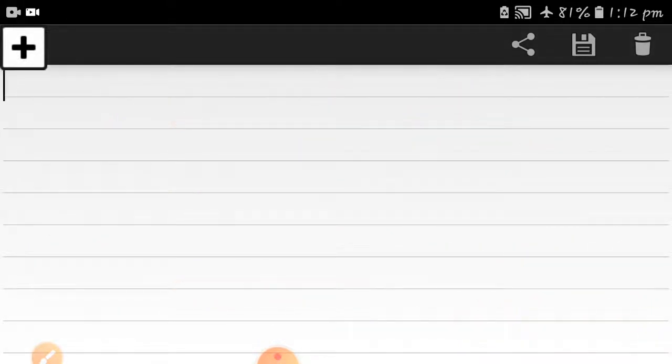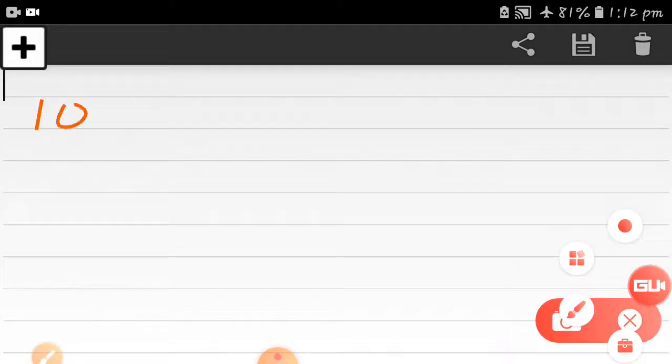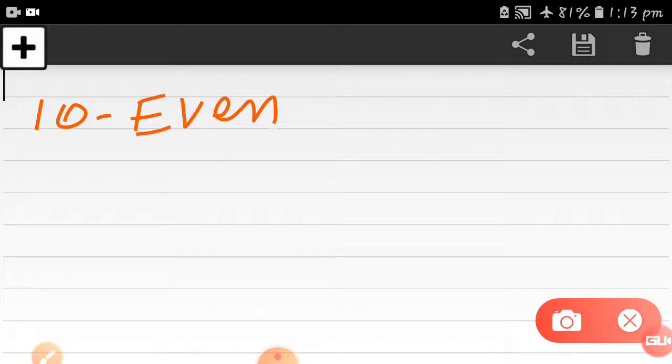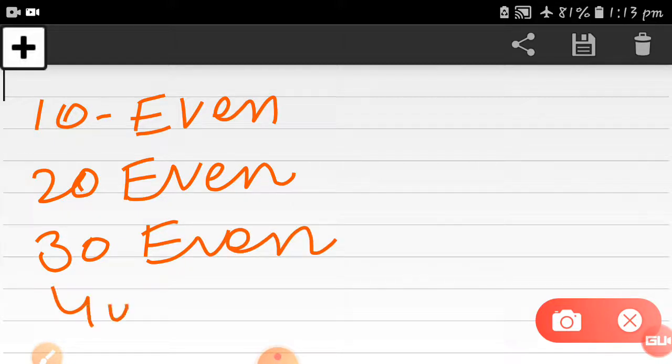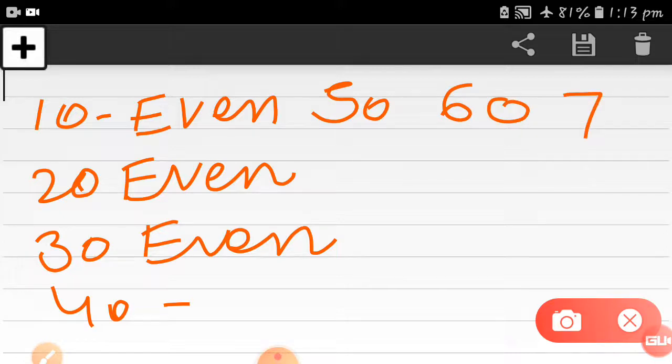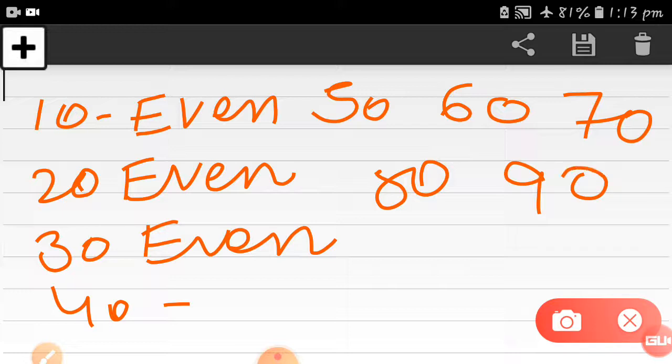Okay, let's take the example. 10 is even. 20 is even. 30, whenever you can see 0, it will be even. 40 is even, 50 is even, 60 is even, 70 is even, 80 is even, 90 is even, and 100 is also even, and so on. So whenever you see 0 at the last, it will be an even number.